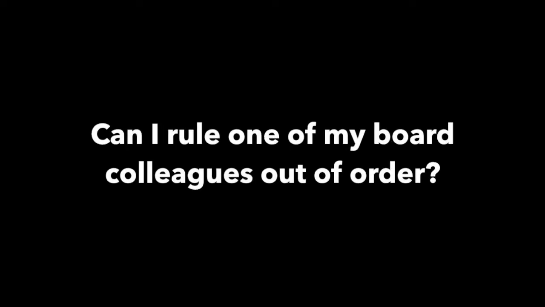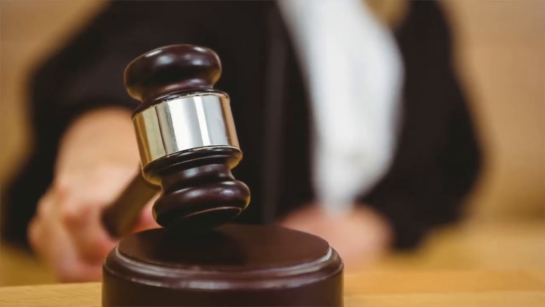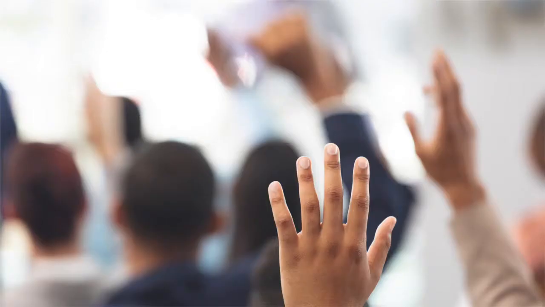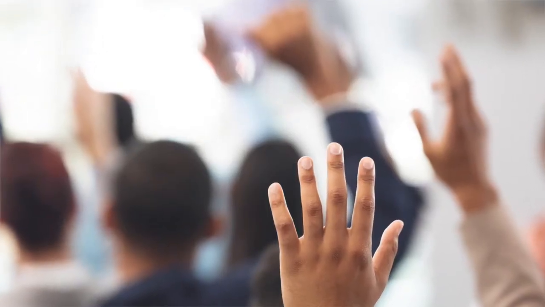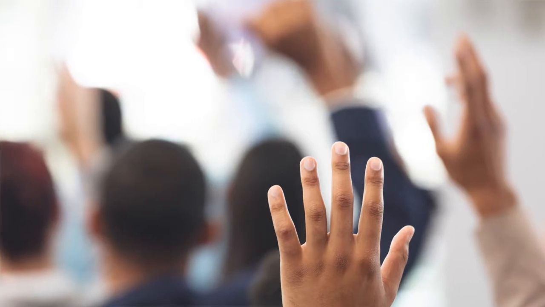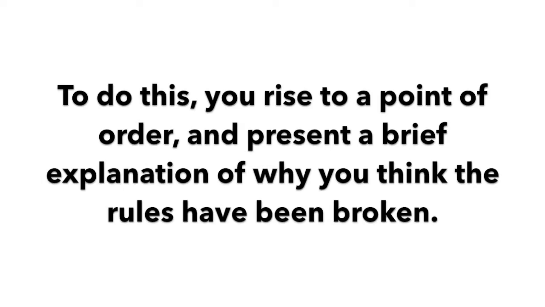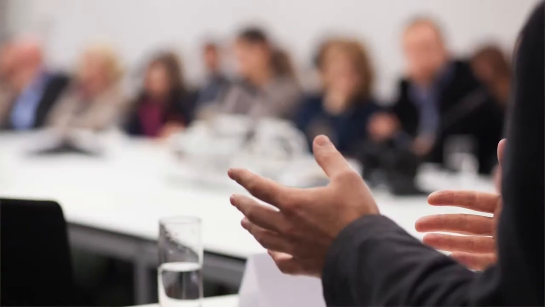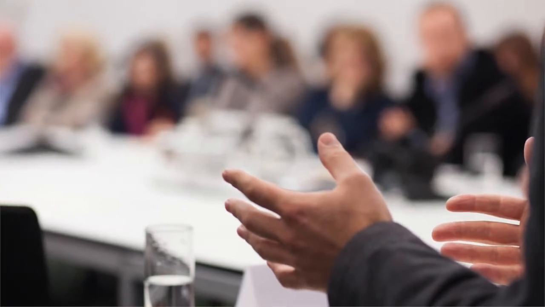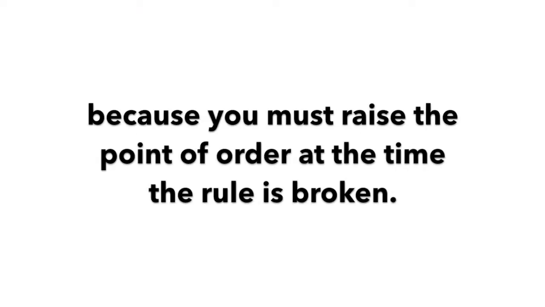Can I rule one of my board colleagues out of order? The only person who gets to rule someone out of order, or make any other ruling for that matter, is the person who is chairing the meeting. However, you can draw the chair's attention to a rules violation, which serves as an invitation for the chair to rule on the infraction. To do this, you rise to a point of order and present a brief explanation of why you think the rules have been broken. This is one of the few instances where you can actually interrupt somebody who has the floor, because you must raise the point of order at the time the rule is broken.